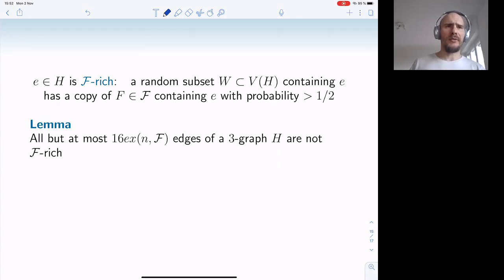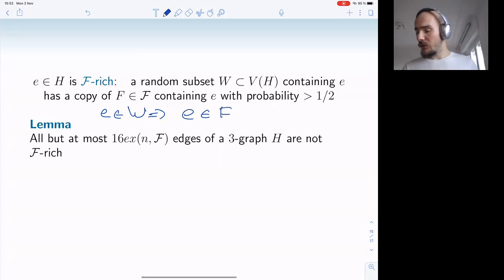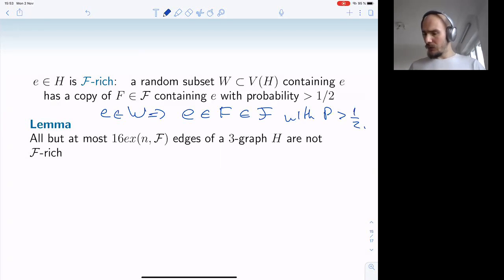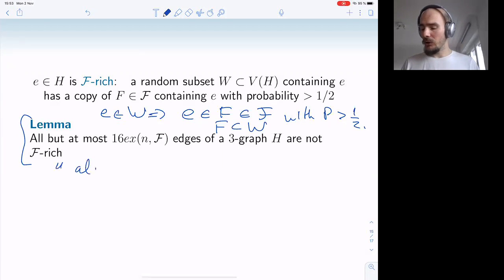So with probability more than 1/2, if E finds itself in this random subset, then there is a copy of a hypergraph from our family F that contains this edge E. So E belongs to this W, therefore E belongs to some F from our family with probability bigger than 1/2, and this copy of F, of course, lies in W. And then it turns out that almost all edges of our hypergraph are actually F-rich.